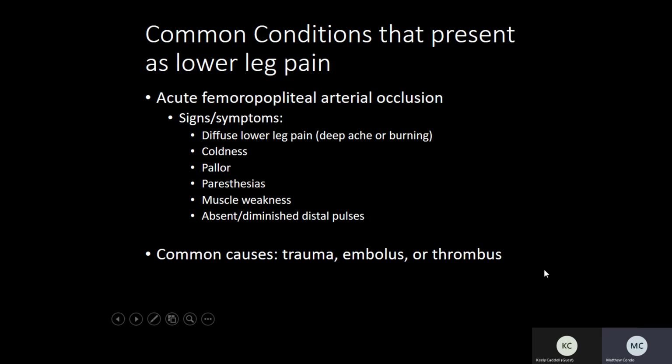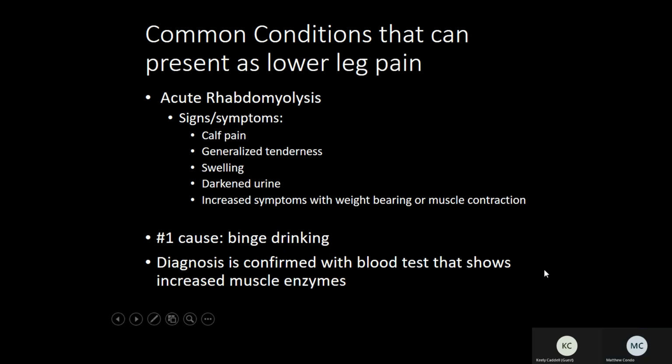Common causes. Again, falling down, trauma, got kicked by a mule, went 10 rounds with Mike Tyson, whatever it is, and something happened to my knee. Emboli are another big reason. A thrombus, another big reason, right? I've seen a myriad of these. I've seen folks that lacerated their popliteal arteries, and it causes some issues.